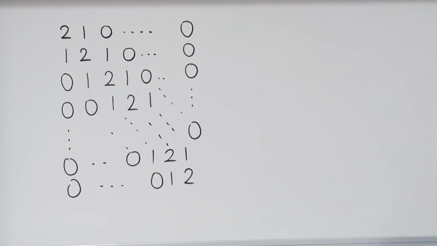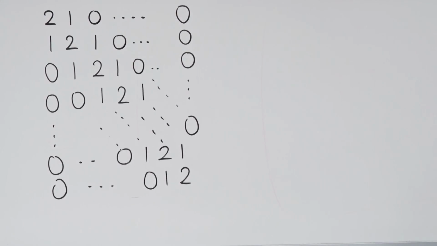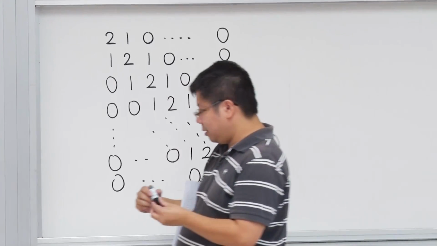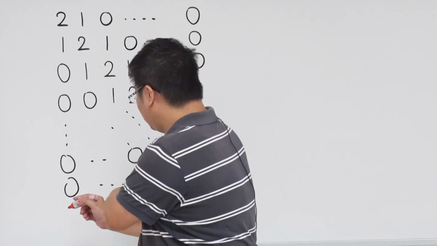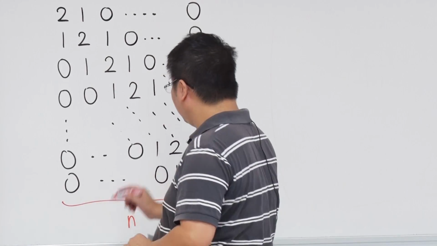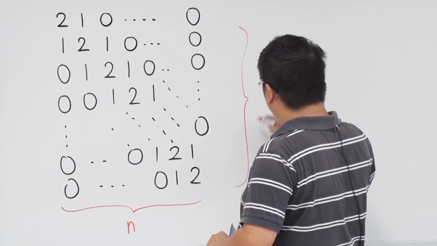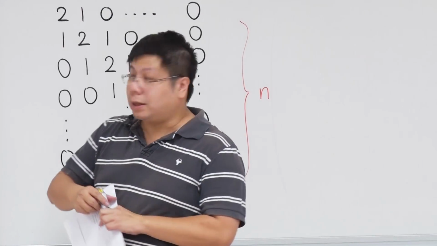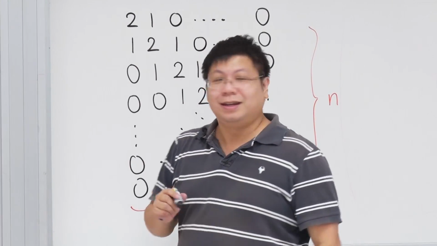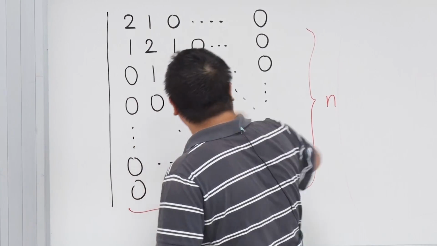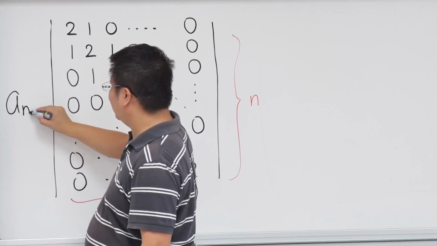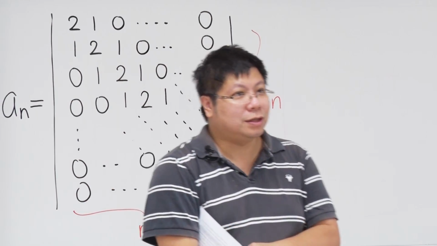And then, let's see. Yeah, I just want to double check if I'm making any mistakes. Okay, good. And then let's say that it is an n by n matrix. So the n here, and then n here. Okay. So what I'm interested in is I want to get the determinant of this one. And let me call this determinant an. And we want to find out what is the value of an.